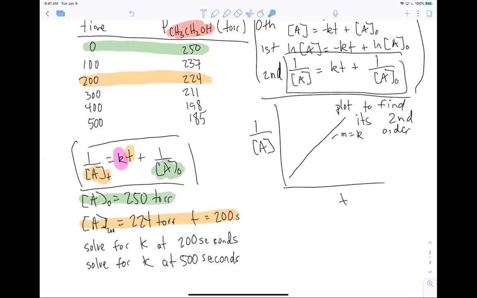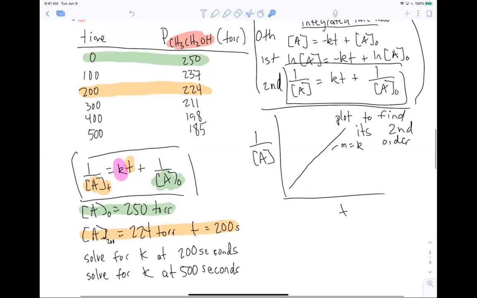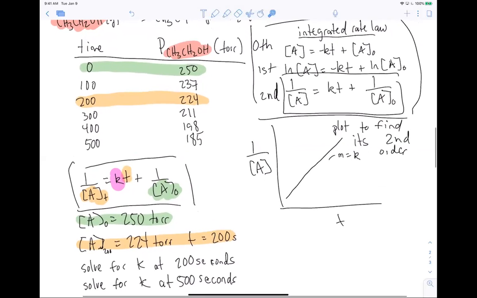But generally, calculating k comes from figuring out the order of the reaction. Once you know it, you just take some of your experimental data and plug it back into the equation. And the same thing is true for the differential rate law, right?